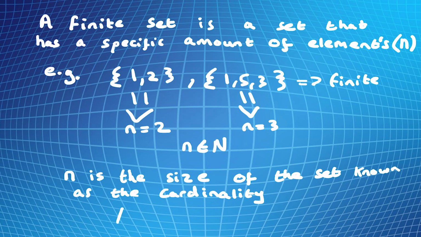Remember, we use capital letters when talking about sets. So when we're talking about the cardinality of a set, we draw 2 straight lines and box that capital letter in between them. And that will be known as the set's cardinality.